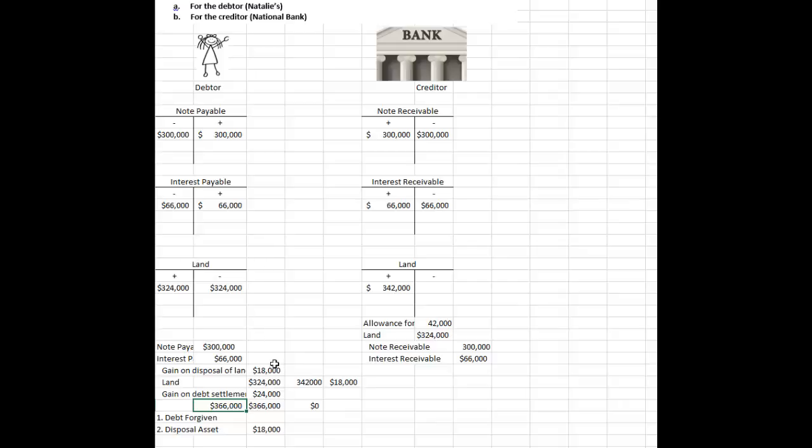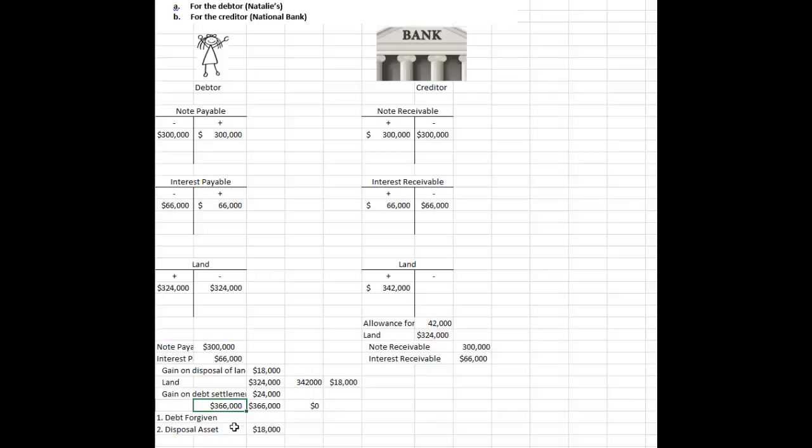Perhaps, depending on whether this is a corporation or an individual, this could be a capital gains tax. The gain on debt settlement wouldn't be. It'd be recognized as ordinary income, and they're taxed at separate rates. So separating out the gain is really important, and so that's how you do it.